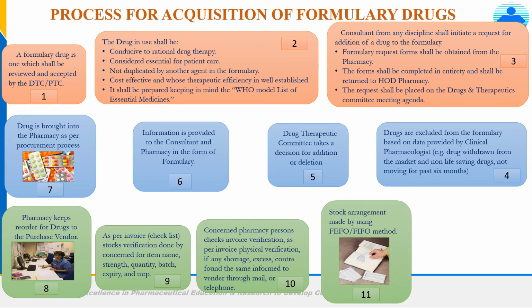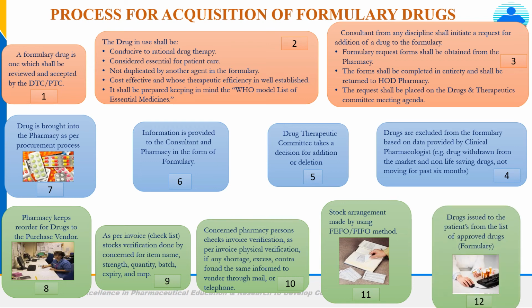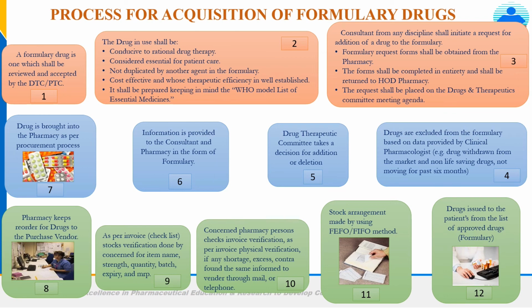Stock arrangement is made by FIFO and FEFO, that is the first expiry first out, first in first out method. Drugs are issued to the patient from the list of approved drugs or formulary. So this is the process of acquisition of a formulary drug.